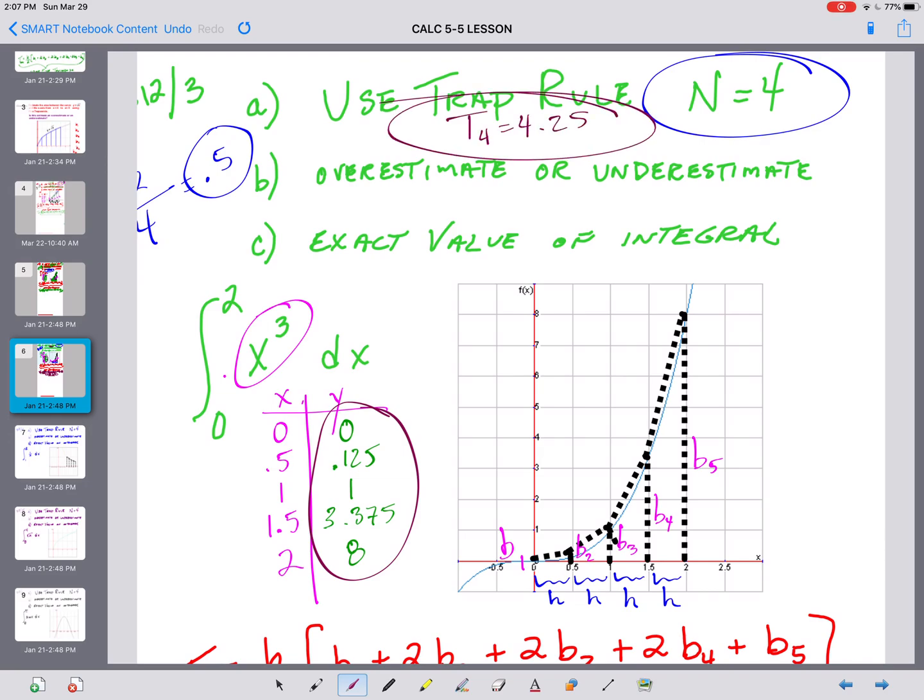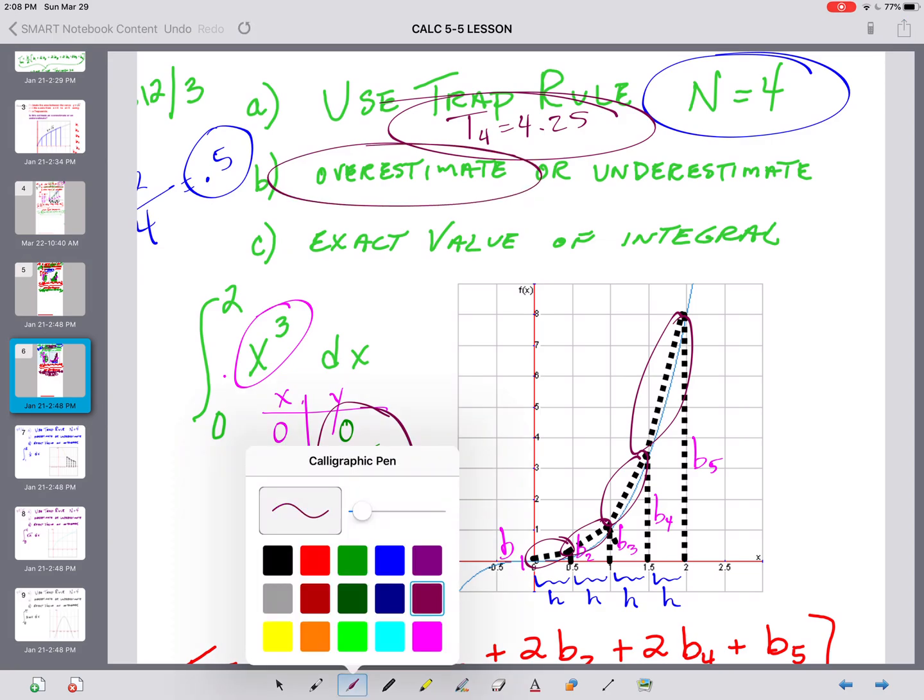4.25. Now, overestimate or underestimate? Look at these lines that I'm circling. The graph of this x to the third, from 0 to 2, is concave up. These lines that I circled are straight lines. We're counting a little extra area on each one. This one is going to be an overestimate.